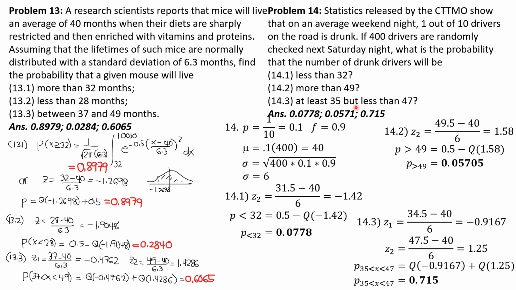And finally, at least 35 but less than 47. Corresponding z-scores: to the left, 34.5 minus 40 over 6, negative 0.9167. To the right, 47.5 minus 40 over 6, 1.25. So the probability that between 35 and 47 drivers are drunk is Q of negative 0.9167 plus Q of 1.25, and that is 0.715.